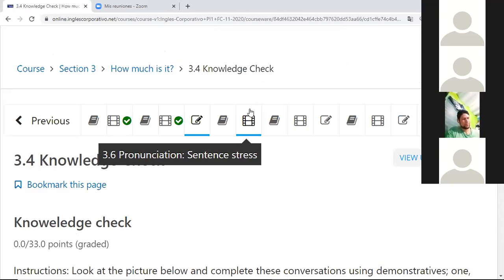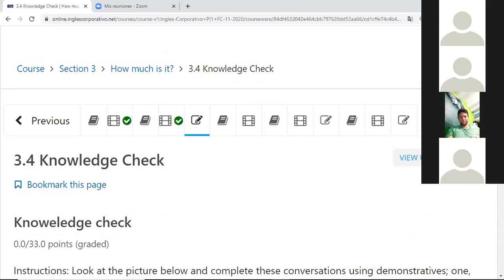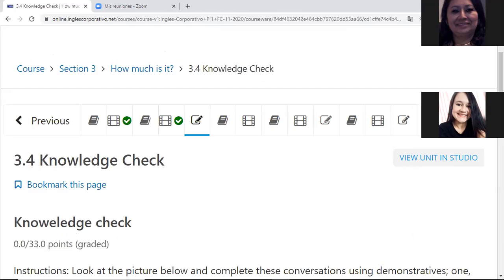Good. Next, we're going to finish the class with exercise 3.6. Pronunciation, sentence stress, right? Voy a hacer la pregunta en español. ¿A quién le preguntamos? A Gerson, vamos a preguntarle a Gerson. Gerson, ¿todas las palabras en español tienen acento, sí o no?